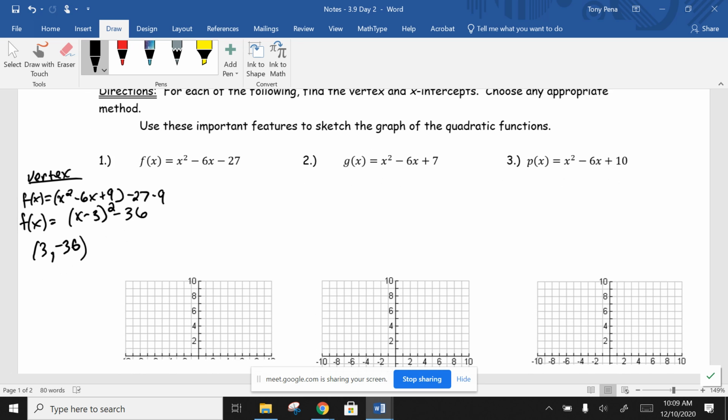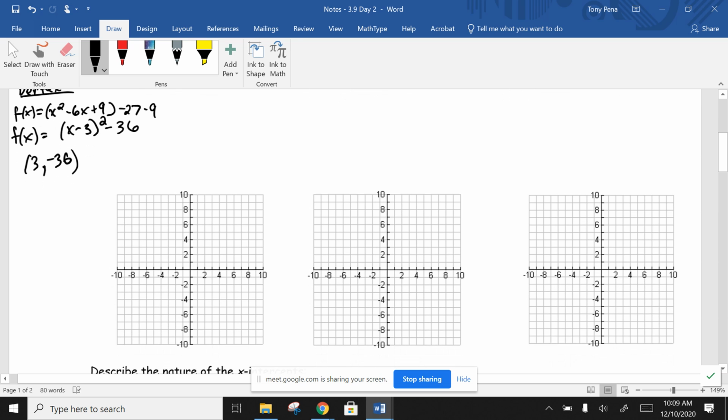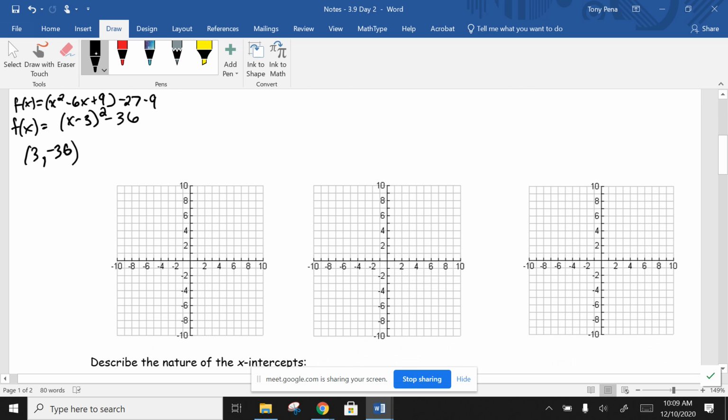All right, so as best you can, draw that in. So here's 3, and then just put way down here, we'll say that's 3, negative 36. We'll extend this, and we'll make a big jump to make that a negative 36.